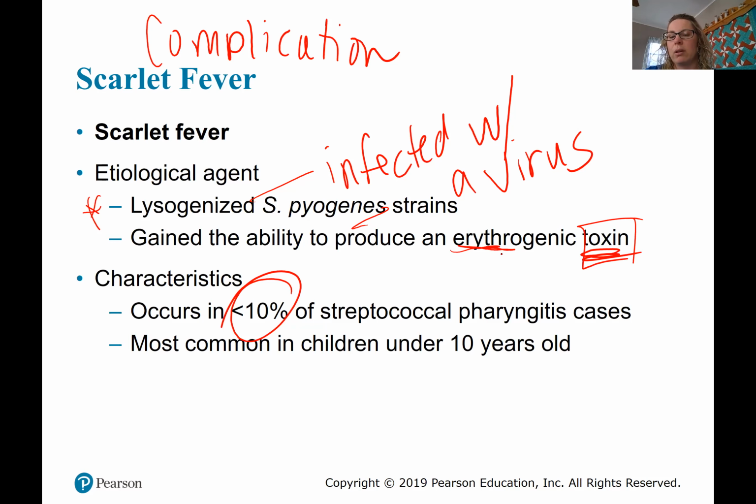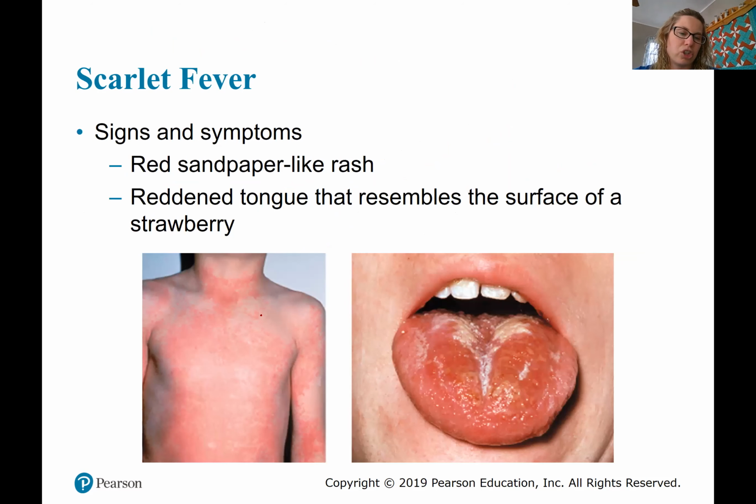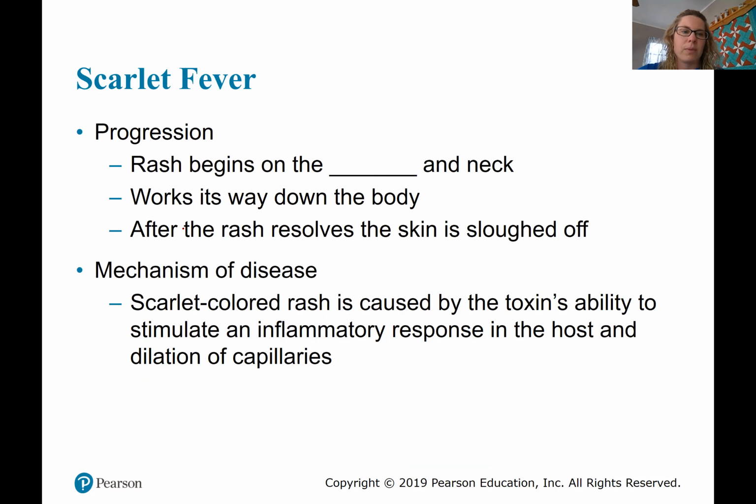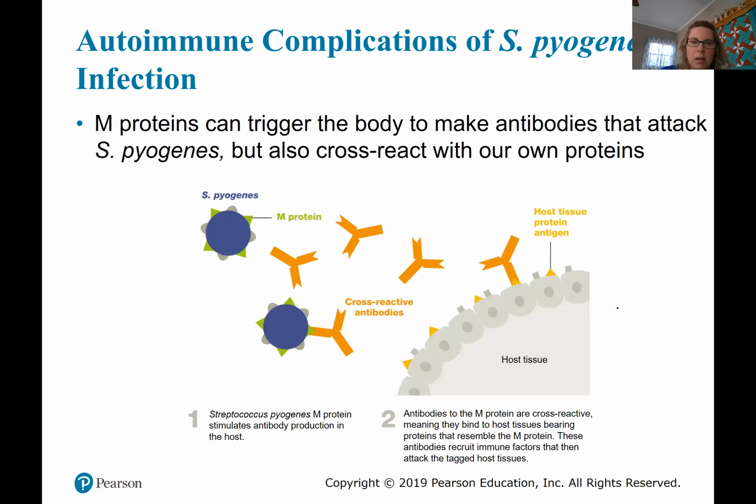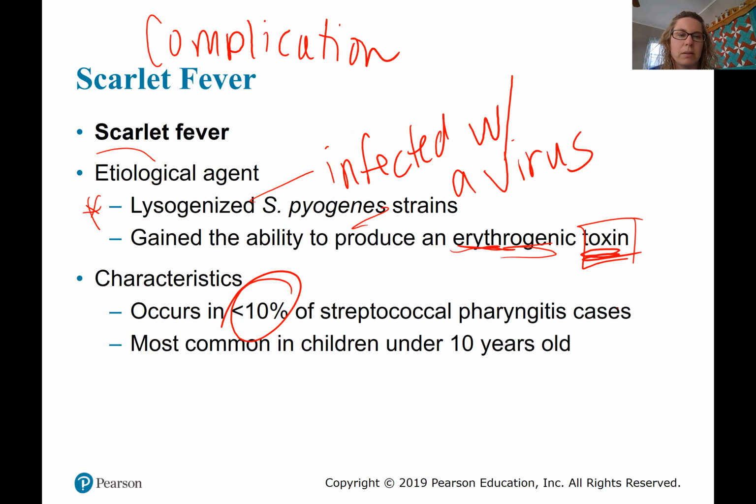Erythro means red, a red-producing toxin, and scarlet fever means red. So it gives you this strawberry red tongue and this chest rash, and those are some of the symptoms of scarlet fever. It'll start with a face and neck rash and work down the body. It's caused by the toxin. So that's Strep pyogenes that's been infected with a virus.